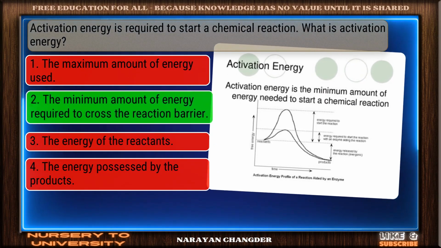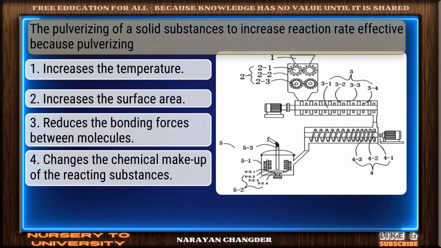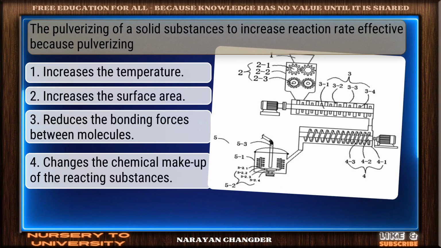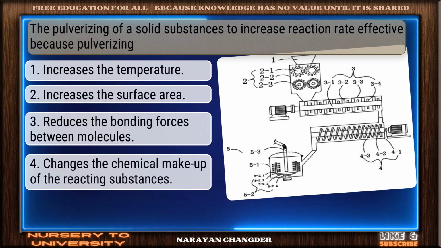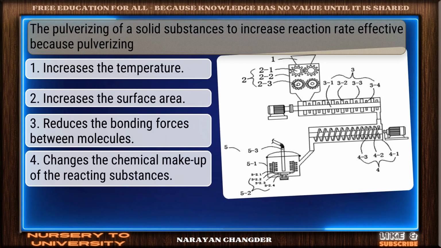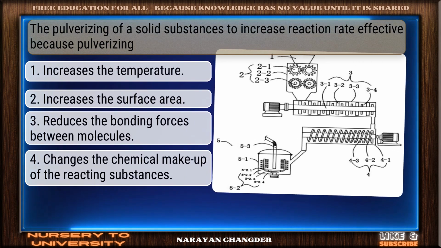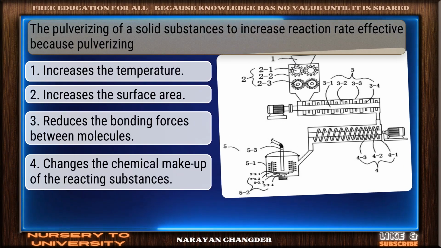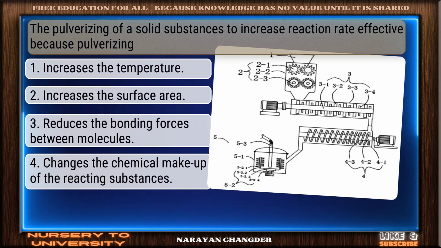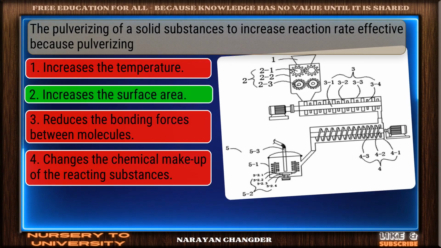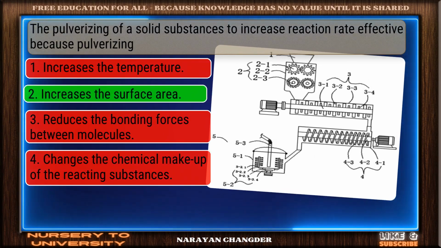Great work. The pulverizing of solid substances increases reaction rate effectively because pulverizing: Option 1, increases the temperature. Option 2, increases the surface area. Option 3, reduces the bonding forces between molecules. Option 4, changes the chemical makeup of the reacting substances. That's it, increases the surface area.